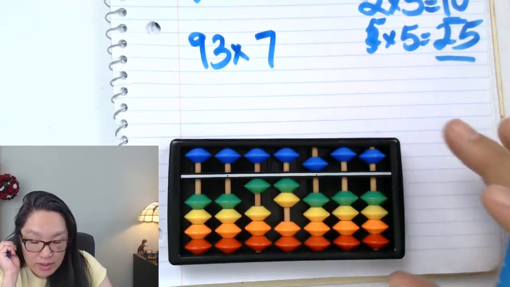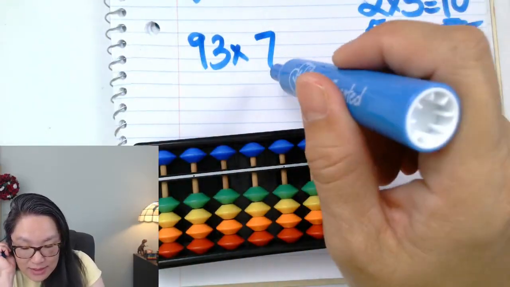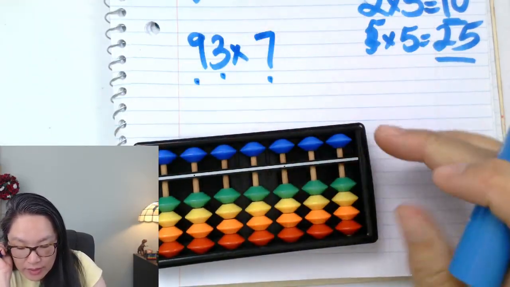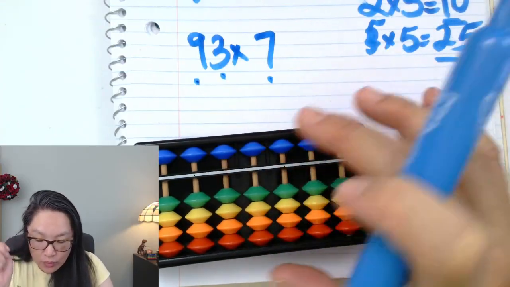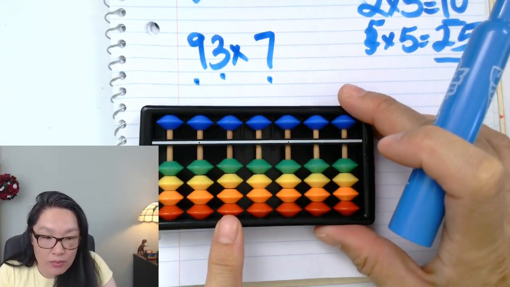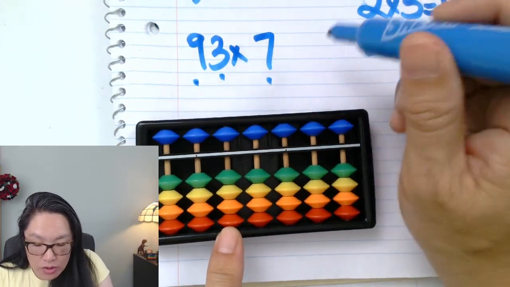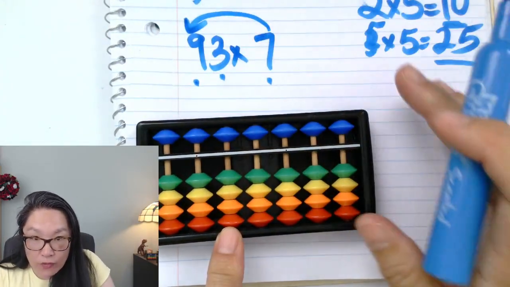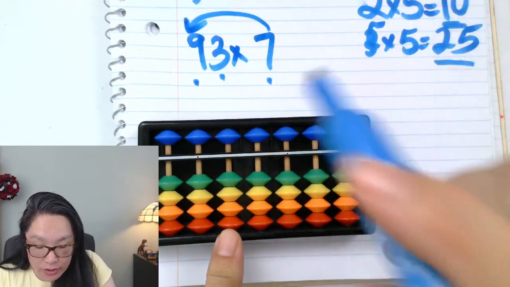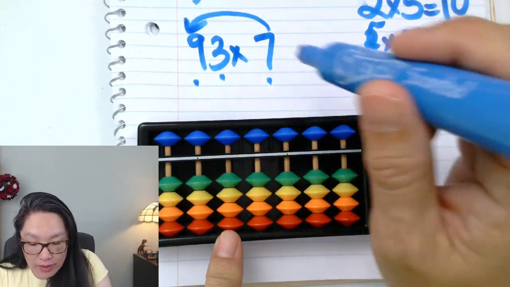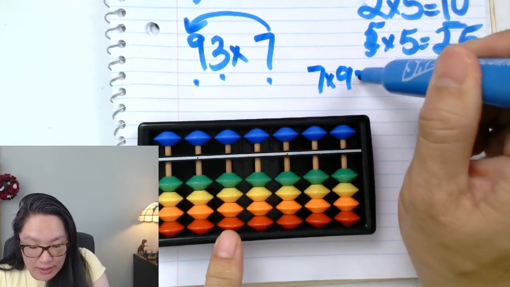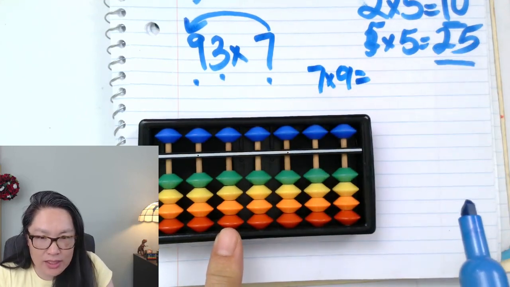Okay, so 93 times 7, it's again the same thing. The process is the same. I need to count 1, 2, 3. So I'm going to count 1, 2, 3. When I count to 3, my answer is going to be somewhere around here, right? So now the question is what? I go from left, I do the left first. So my question is 7 times 9 is what? Arnell, what's 7 times 9?